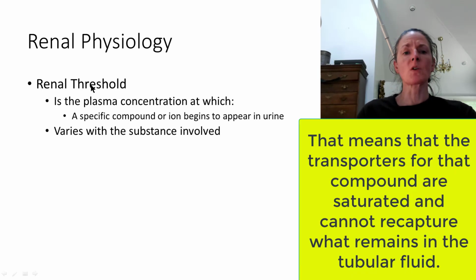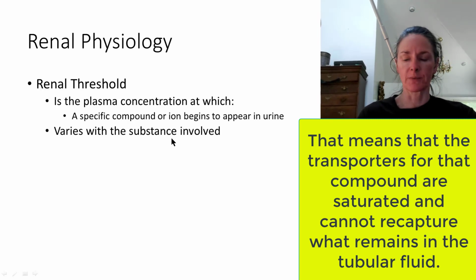All right, so we have a renal threshold, and this is the plasma concentration at which a specific compound or ion will begin to appear in the urine. So that's going to vary with the substance that we're looking at.